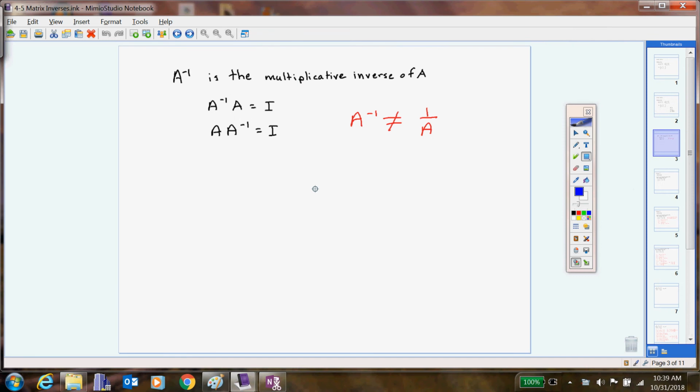So A inverse, with this little -1 up here, does not mean 1 over the matrix A. It's the inverse of matrix A. It's what you can multiply times A to get the identity. Just like you could multiply by a reciprocal of a regular fraction and get the number 1, here you multiply the inverse matrix times the original matrix and it gets you an identity.